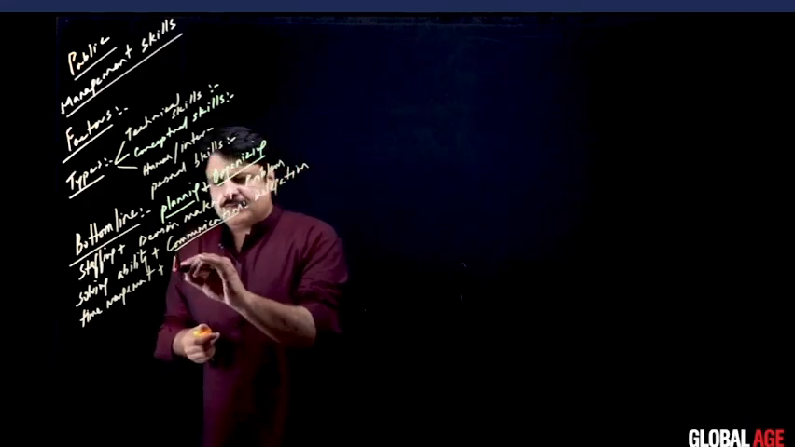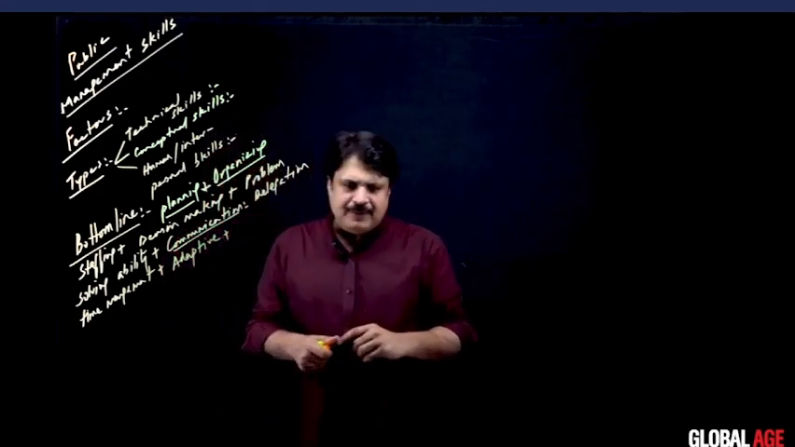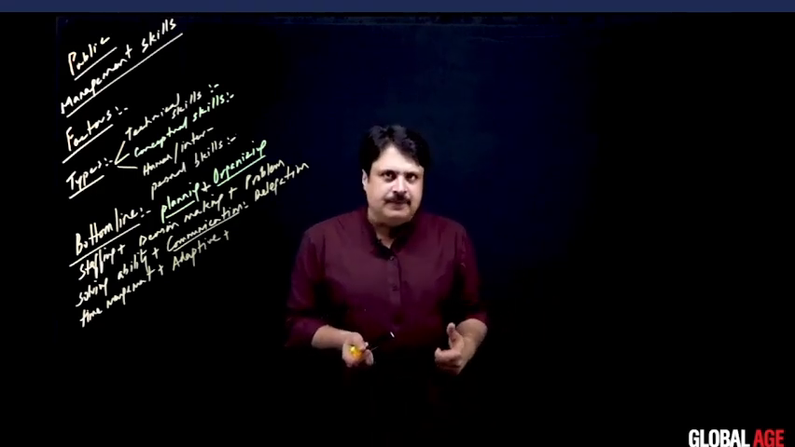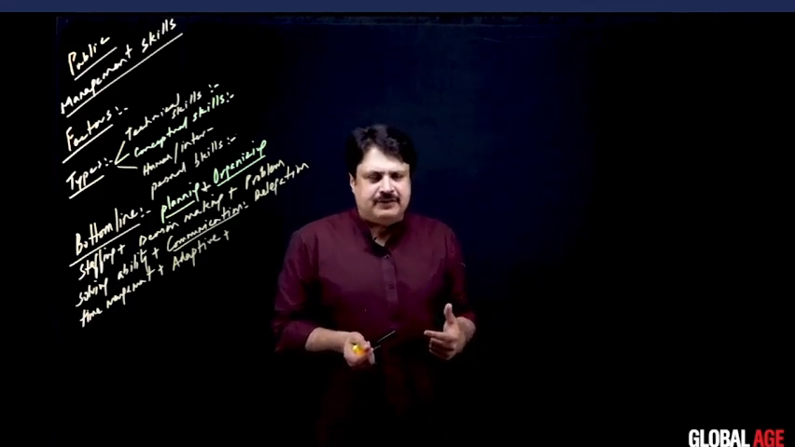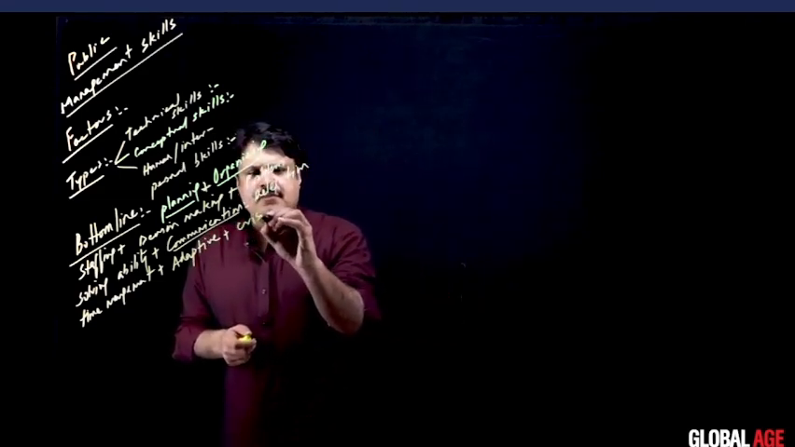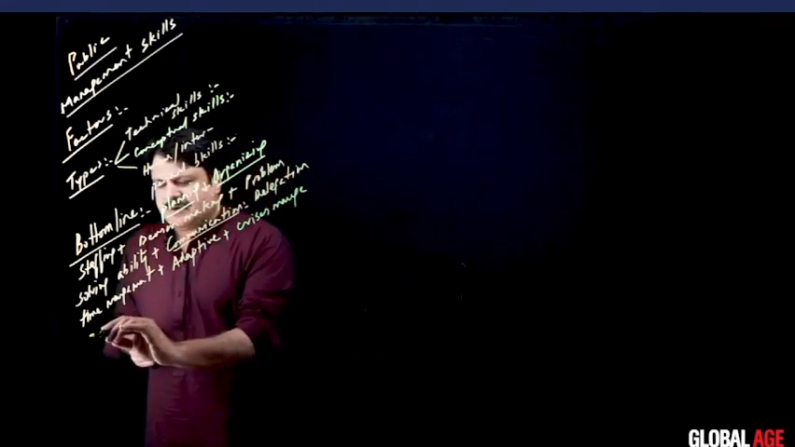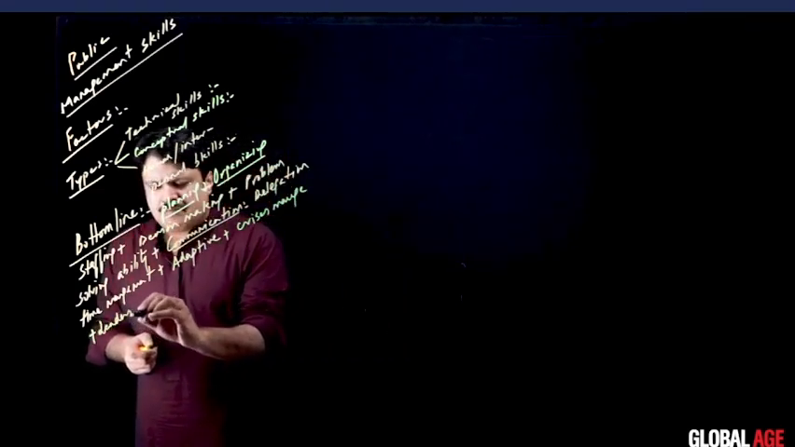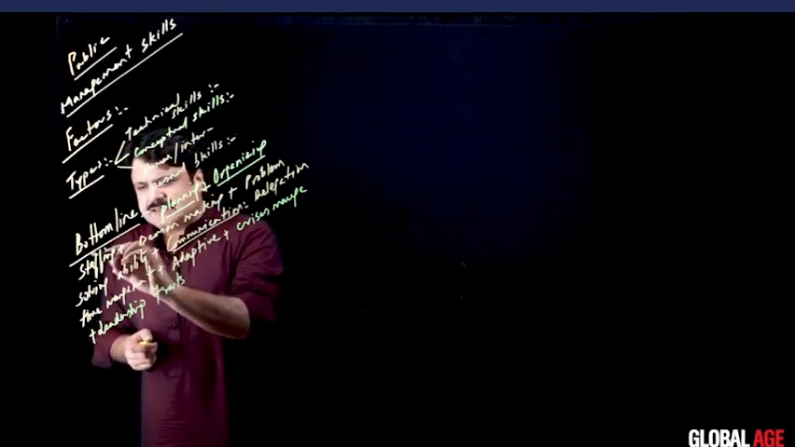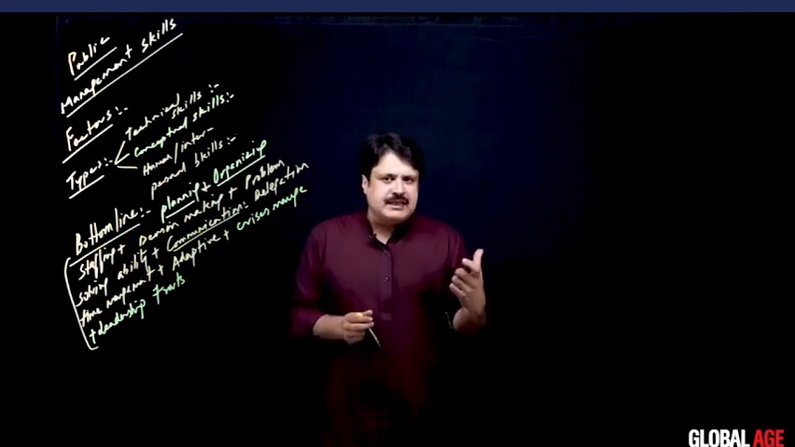Adaptive leadership. You have to adapt to the circumstances. If the circumstances are changing, you have to change accordingly. You need to be adapted to the environment. Crisis management capability. And the last one is your leadership traits. All of these things are basically your public management skills.